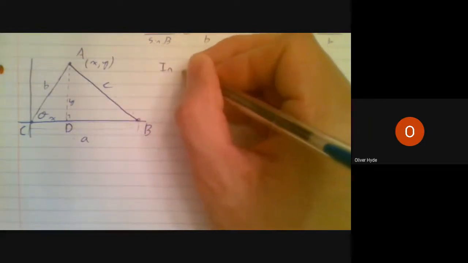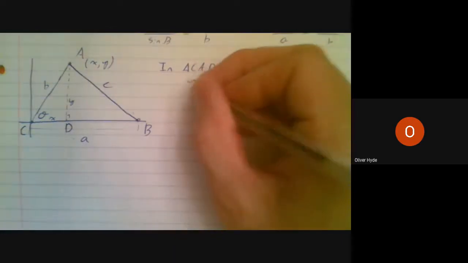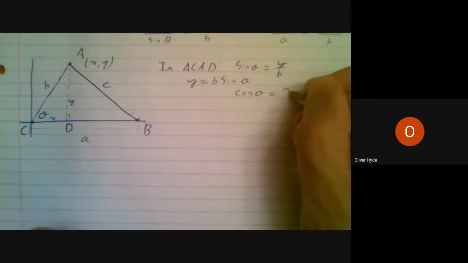So I'll say I'm working in triangle CAD. In triangle CAD, I can say that the sine of theta is equal to the ratio of y to b. In other words, y is equal to b sine theta. In the same triangle, I can say that the cosine of theta is the ratio of x to b, and therefore x is equal to b times the cosine of theta. These are called polar coordinates, by the way.